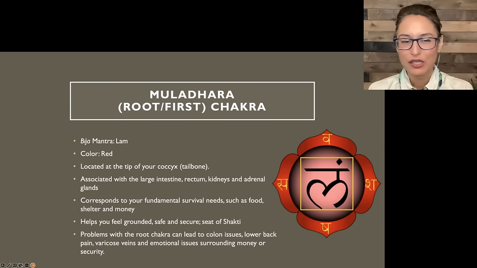And this is located roughly at the tip of your coccyx. And if you're not familiar with the term coccyx, it's your tailbone. It's where you sit down. It's associated with the large intestine, rectum, kidneys, and the adrenal glands. And it corresponds to our fundamental survival needs, such as food, shelter, money.